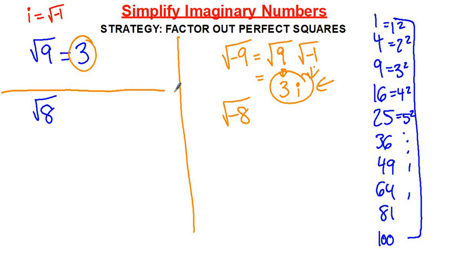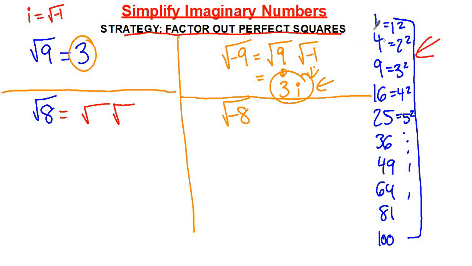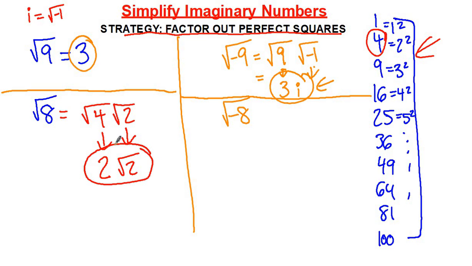Okay, let's apply that same type of reasoning to what's called a non-perfect square, like 8, for example. 8 is not a perfect square because it's not in this list. But we could use the following strategy: find a perfect square that's in 8 and factor it out. If we look at this list, notice that 4 goes into 8. 8 happens to be equal to 4 times 2. The square root of 4 is equal to 2, and I can't simplify the square root of 2 any more than it's already simplified. So another way of saying the square root of 8 is 2 times the square root of 2.